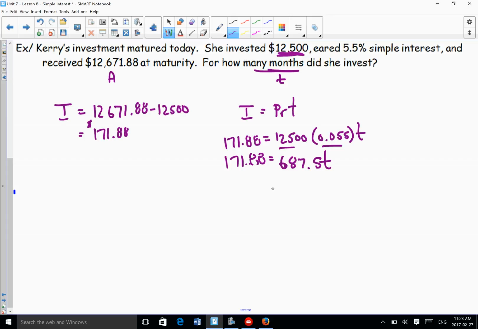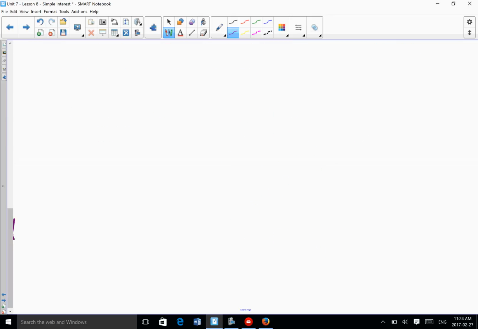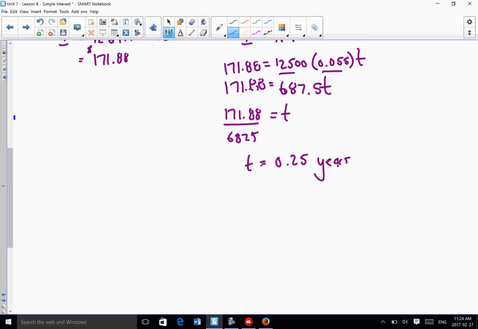Okay, I want to solve that for t. So 171.88 divided by 687.5. For t, I get 0.25. Now that's in years. Time is always in years unless we say otherwise. The question asks us for how many months. So if I want to go to months, there are 12 months in a year, and I want 0.25 of that. In other words, 3 months.